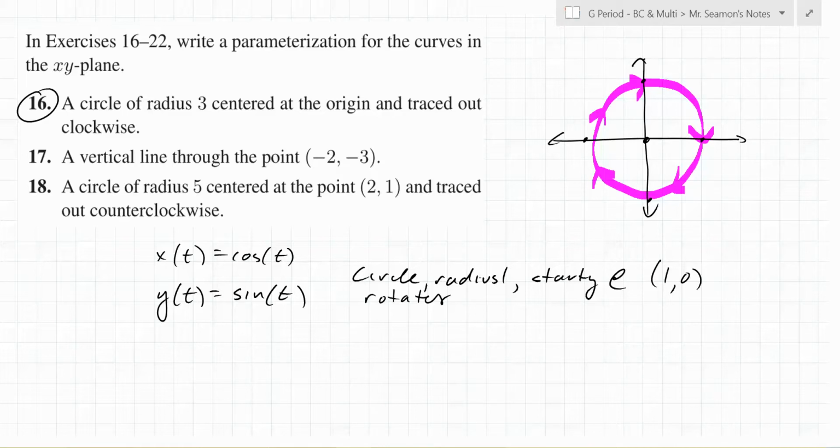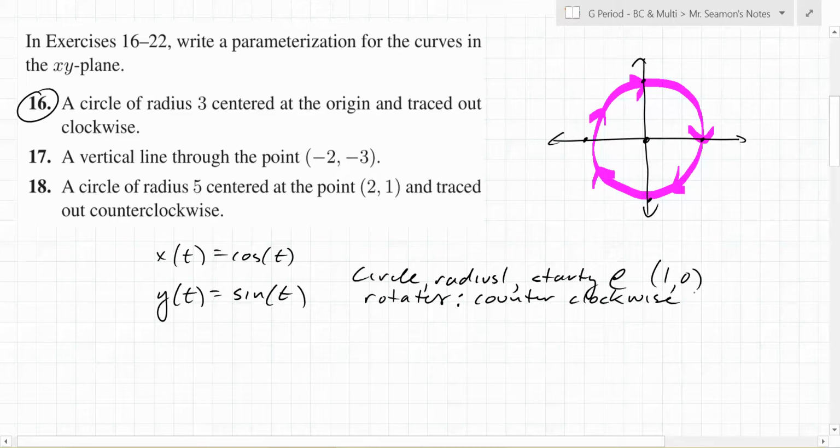Let's try another value, pi over 4. What's cosine of pi over 4? Root 2 over 2. And what's sine of pi over 4? The same thing. So if we were tracing these out, we would have started at 1, 0, and then it goes this way. So this definitely goes counterclockwise.